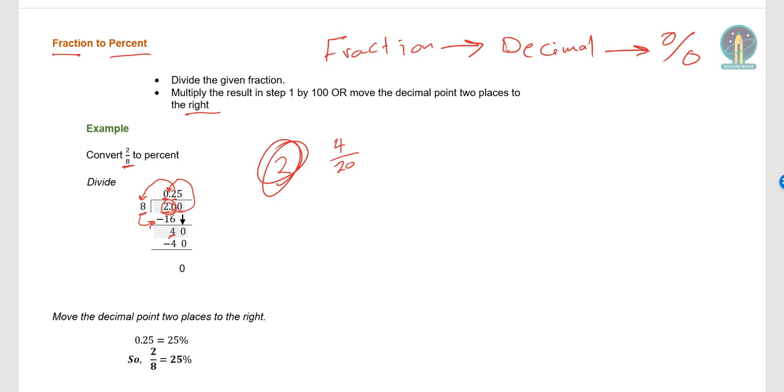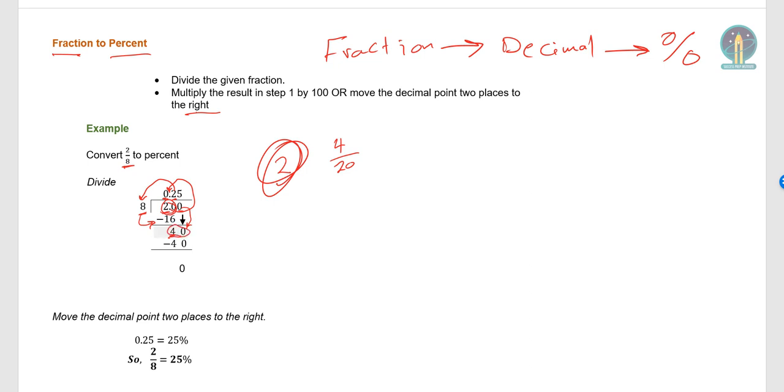Why did I add the 2 zeros? Initially I had just 2 over 8, not 2.00 over 8. Well, I'm adding 2 zeros because I'm trying to convert it to a percent, so I'm trying to get a decimal that has two digits. So now I have 20 minus 16, and that gives me 4, and then I drop this 0 down there, and now I have 40.